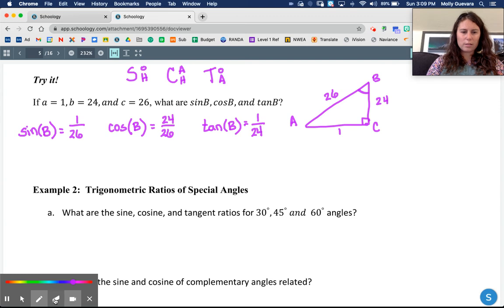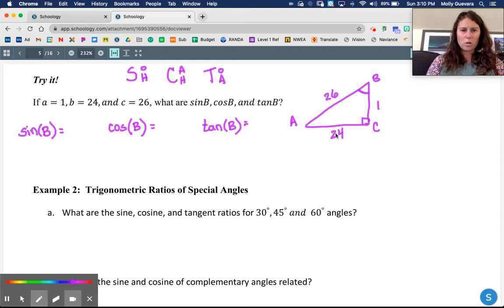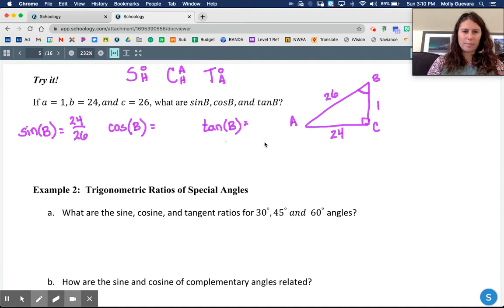Holy moly, you guys. Hold on. I am so sorry. Side B is 24. Side A is 1. That changes it. I'm sorry. So sine is opposite over hypotenuse, so that is 24 over 26. It just switched them. Cosine of B is 1 over 26, and then tangent is 24 over 1. I'm sorry, it just flipped the fractions.